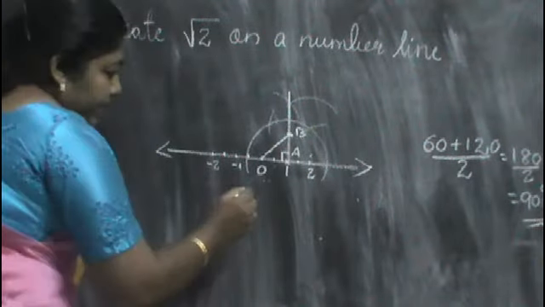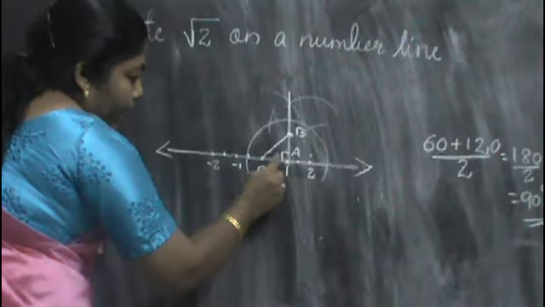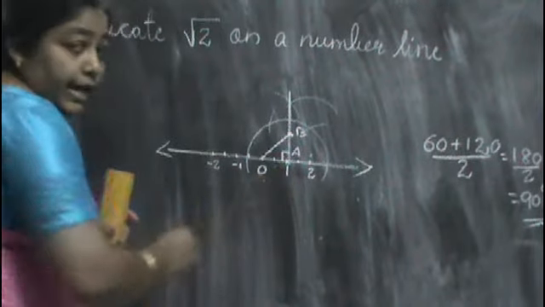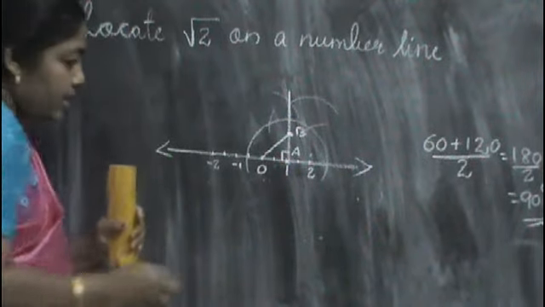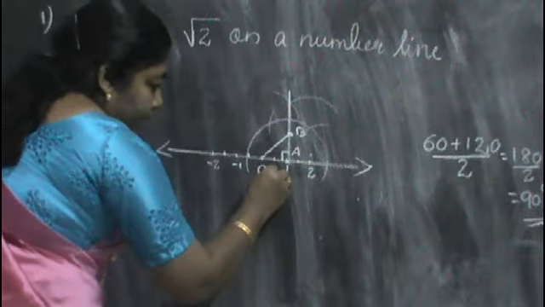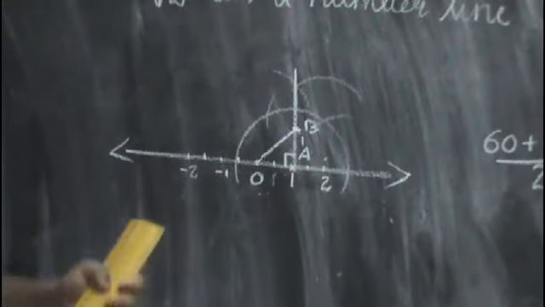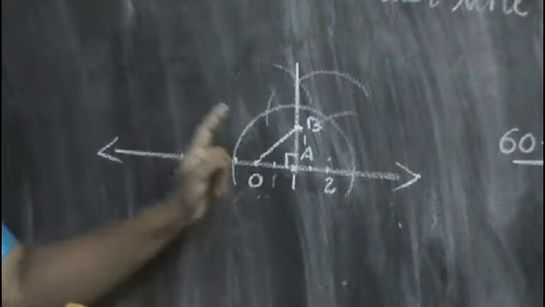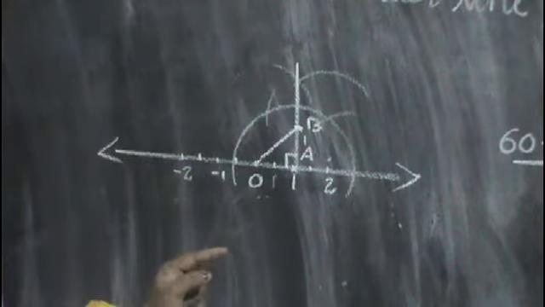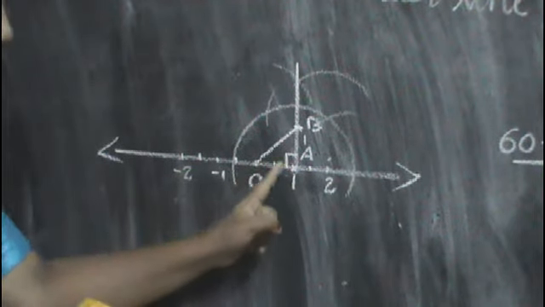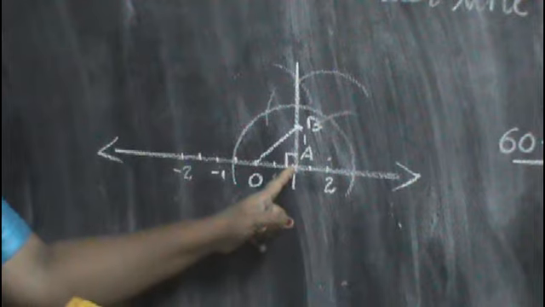Now all of you listen. Triangle AOB is a right angled triangle. This much is 1 centimeter. This much also 1 centimeter. This is a right angle triangle, so we can apply the Pythagoras theorem. Pythagoras theorem we can apply only on a right triangle.